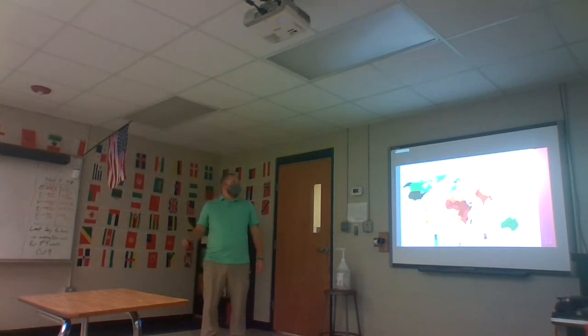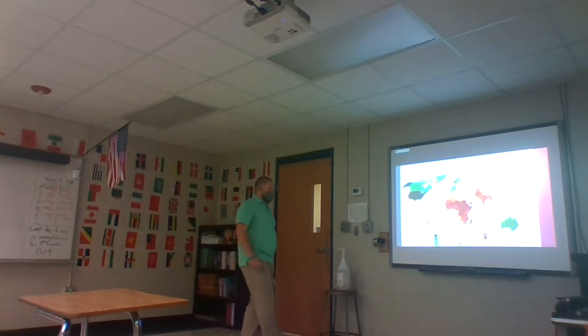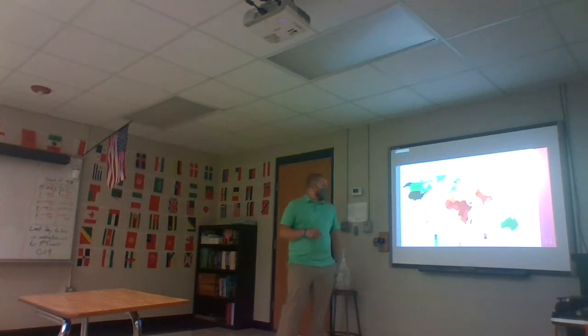Now this is GDP per capita, okay? Basically this is how much money the average family makes per year. So in the US, 60,000 or more. Canada, that's 40,000 to 50,000. Middle of Africa, that's less than 1,000. Okay.